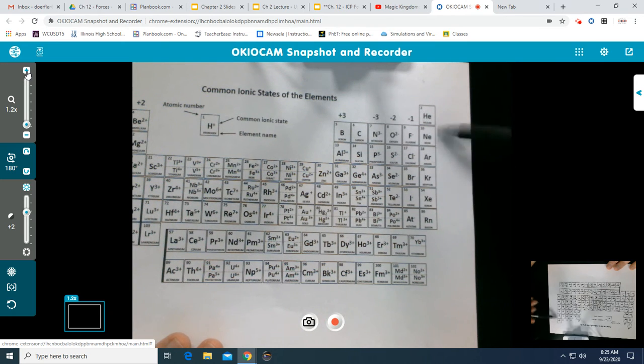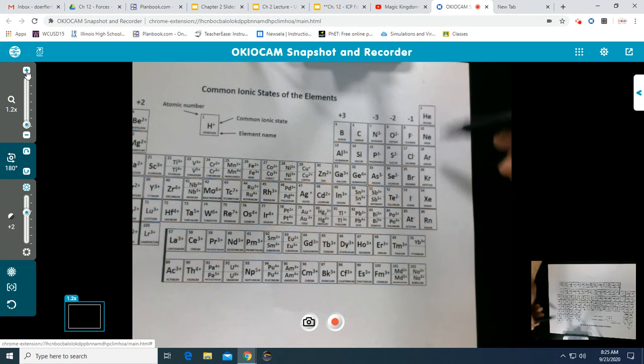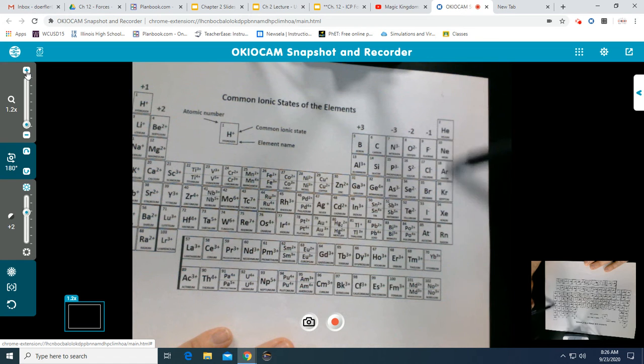What is this called right here? What is this group of elements known as? Noble gases. Okay. What's special about noble gases? They were one of the last ones to be discovered. Why is that? They're the last to be discovered because they are extremely non-reactive. Okay. They're very stable.